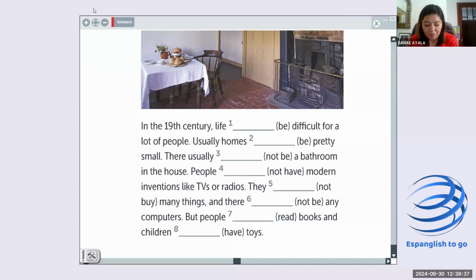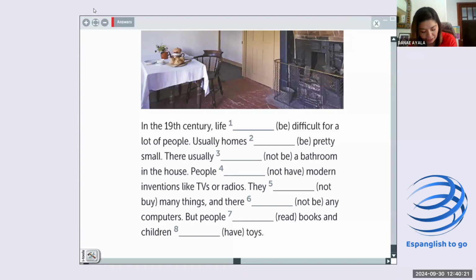In the... we don't have a video of the numbers. Yes, we will check. Don't worry. In the 19th century, life was difficult for a lot of people. Usually, homes were pretty small. There usually wasn't a bathroom in the house. People didn't have modern inventions like TVs or radio.